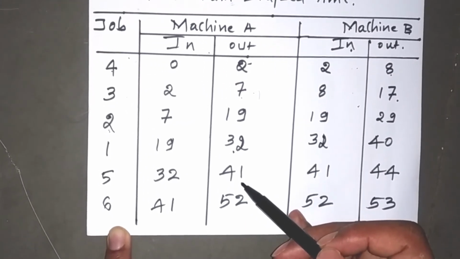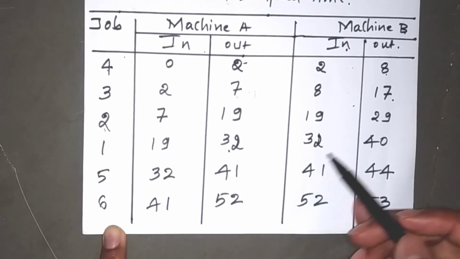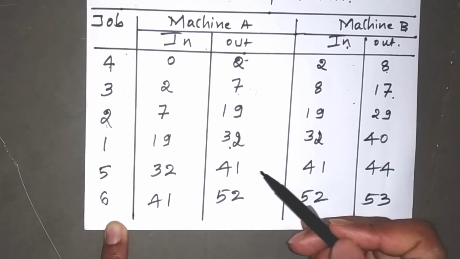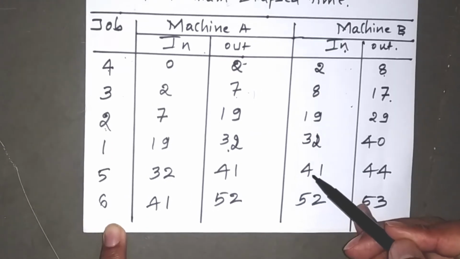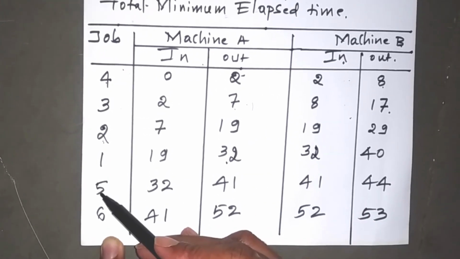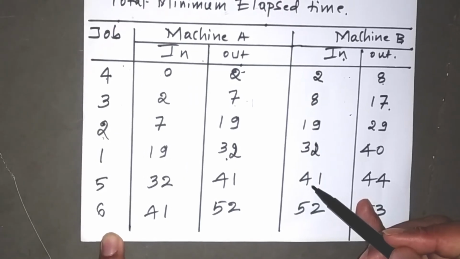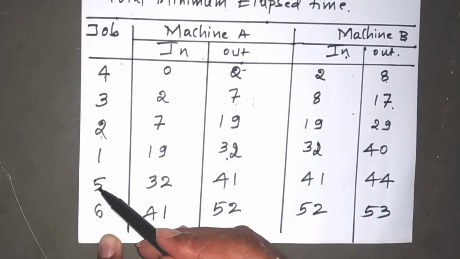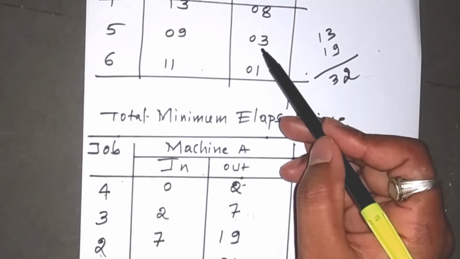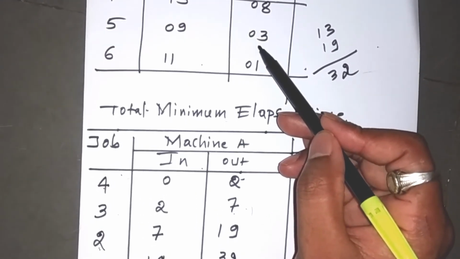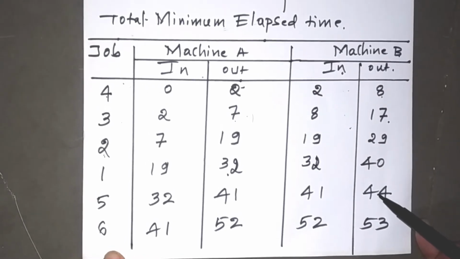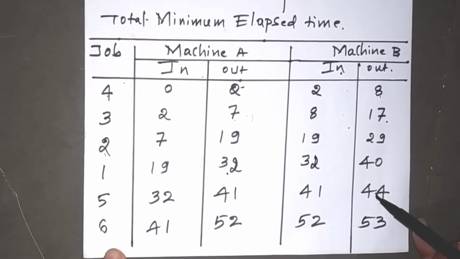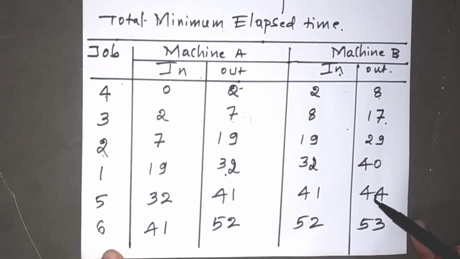So after completing it, it will move to the machine B. So here 40 we have, and here we have a 41. Whichever the highest is there, that you write it here. So 41, after 41 minutes, the fifth job is going to enter the machine B. And fifth job on machine B, it will take 3 minutes here. So we have to add 3 minutes to this. So 41 plus 3 is 44. So this is the total time required for job 5 on both the machines.